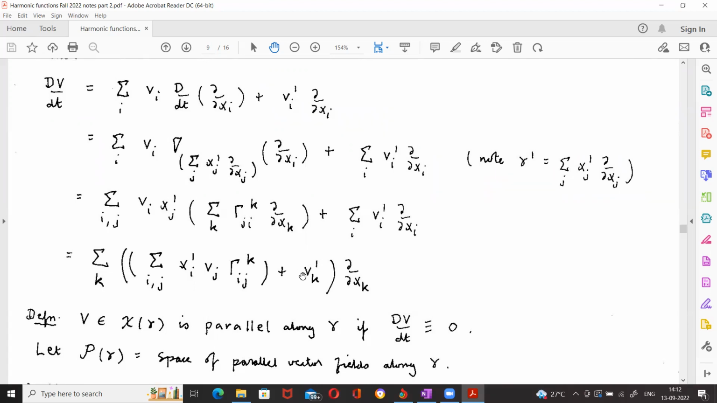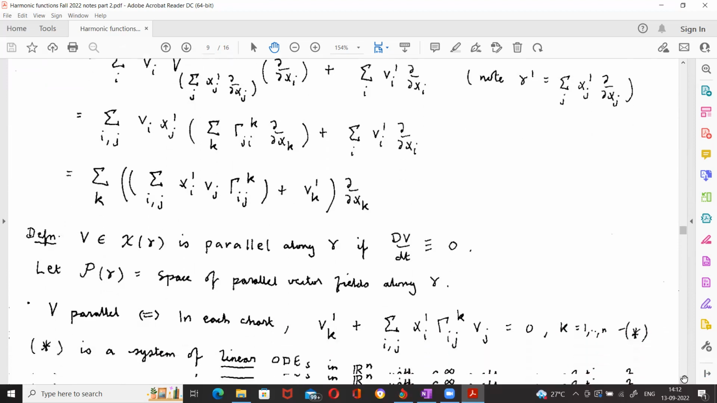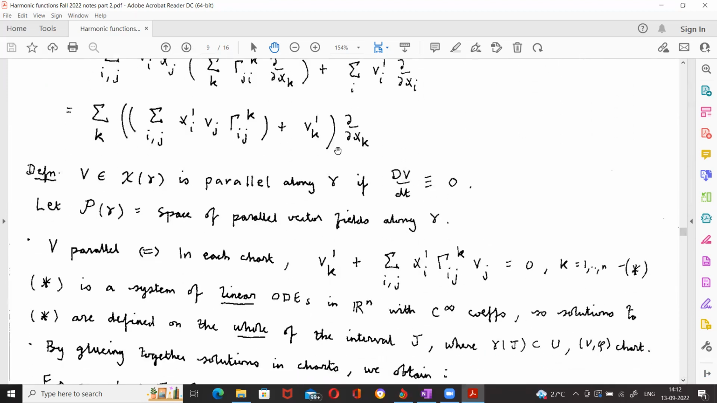It's just that each of these components has to be 0. So that means that V_k prime is some linear combination of the V_j's, right? So it's a linear differential equation. Is this clear? Yes. Because it's a linear differential equation, solutions exist and are defined as long as the coefficients of the equation are defined.